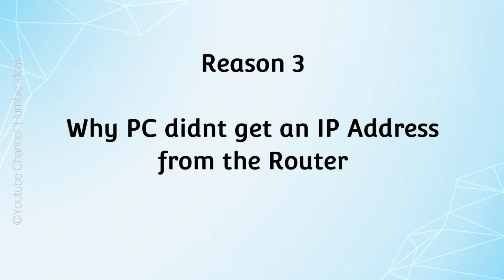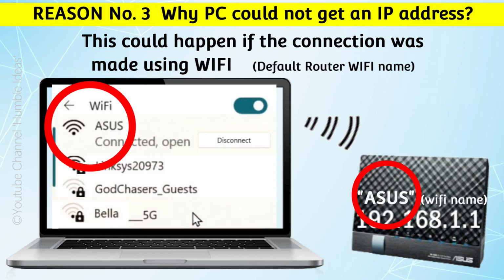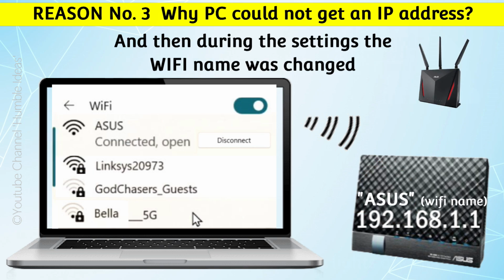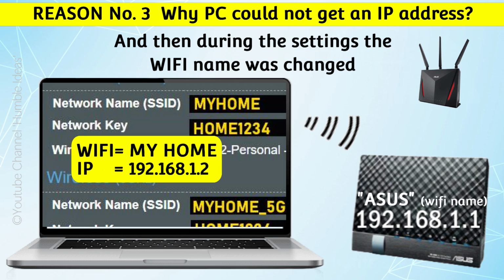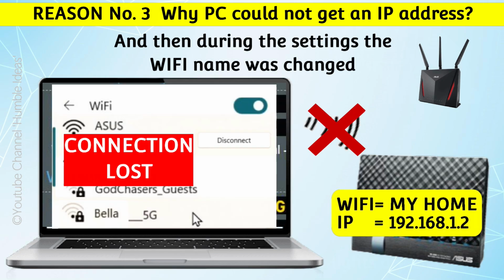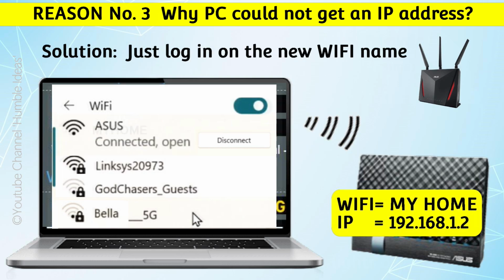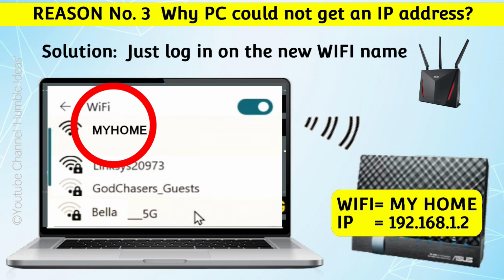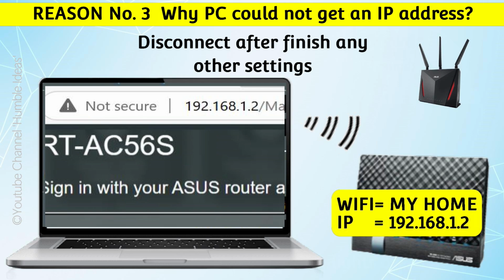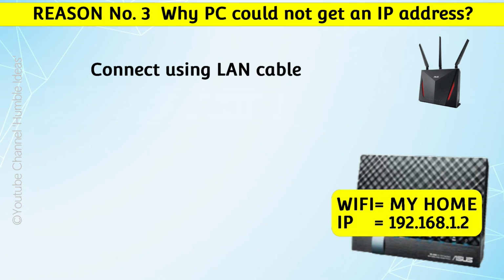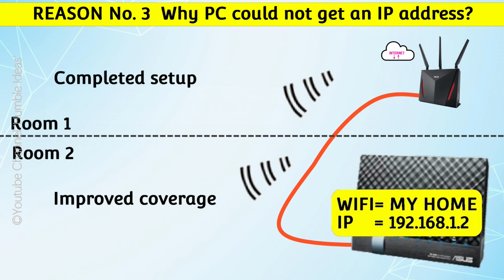Why didn't the PC get an IP address from the router? This could happen if the connection was made using Wi-Fi, and then during the settings the Wi-Fi name was changed. Just log in on the new Wi-Fi name. Then, open a browser to view the page. Disconnect after finishing other settings. Connect using a LAN cable. Wi-Fi coverage will be increased in both rooms.